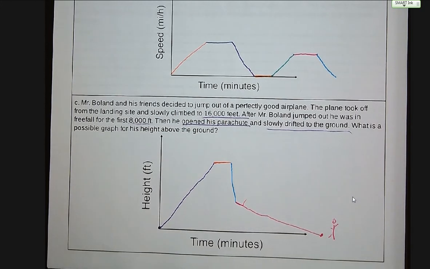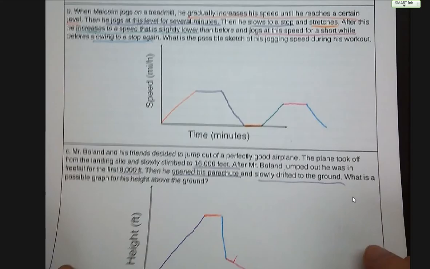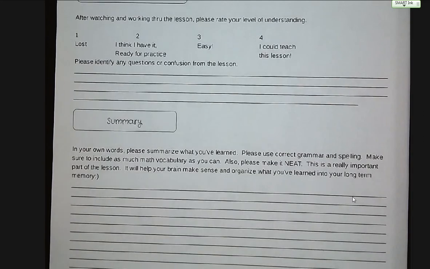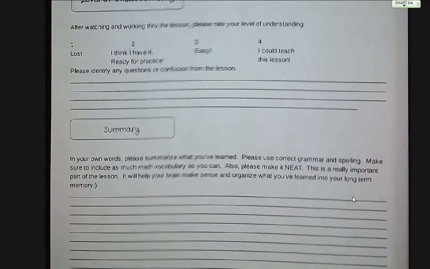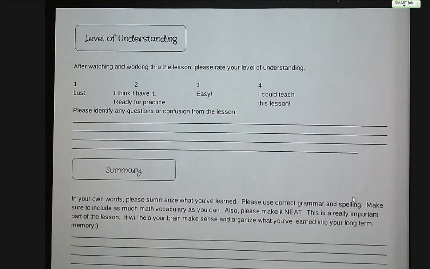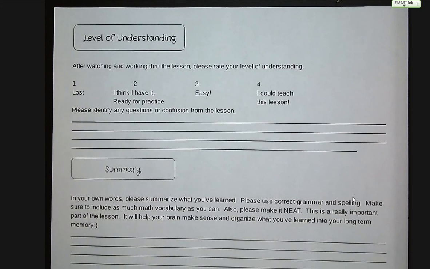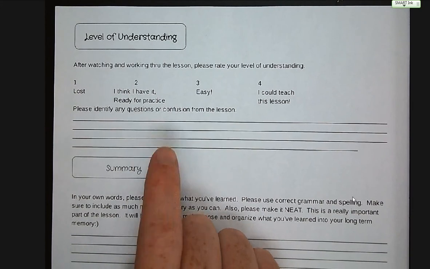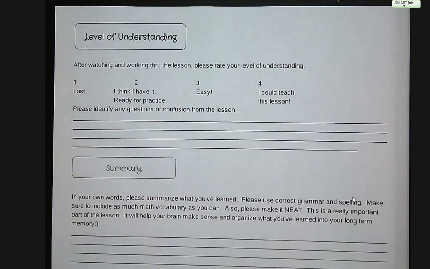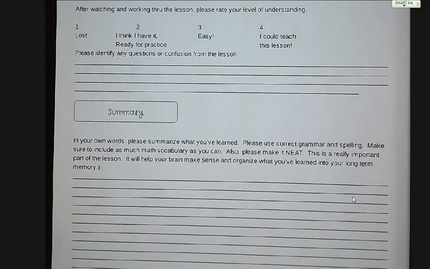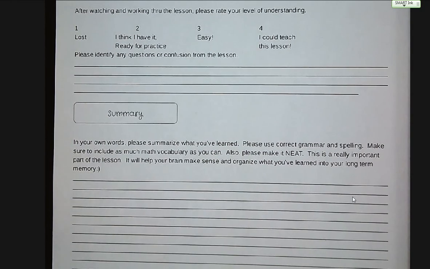All right. So that is the end of lesson 1 of chapter 4. Make sure you fill out your level of understanding for this lesson. And please make sure you write down any questions or confusions that you may have. And lastly, please make sure that you write down your summary of what you learned during this lesson.